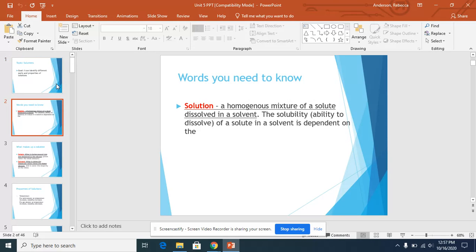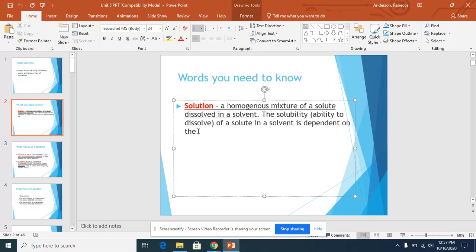So the first thing we're going to talk about is a solution. A solution is a homogeneous mixture, which is a mixture that everything's mixed up evenly. You can't really pick things out very easily. So it's a homogeneous mixture of a solute being dissolved in a solvent. And you might be like, I don't know what a solute is, or I don't know what a solvent is, but we will get over it. Just hold your horses. So the solubility, which is the ability to dissolve, we'll talk about that later as well, of a solute in a solvent is dependent on different properties that we will be talking about.